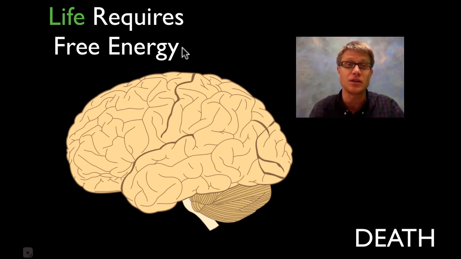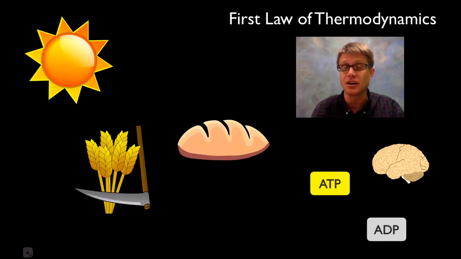And I could sum it down to this. Life requires free energy, or available energy. In other words, right now as you think, your brain is cashing in ATP. If you don't do that, then you will die. So the opposite of using free energy is death.